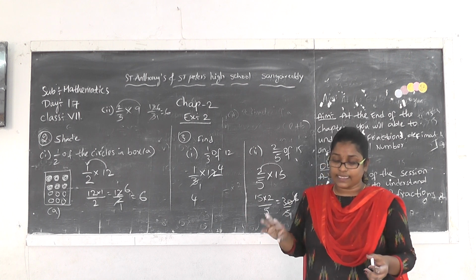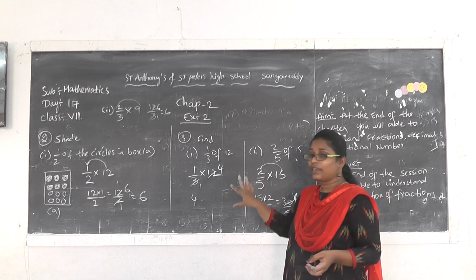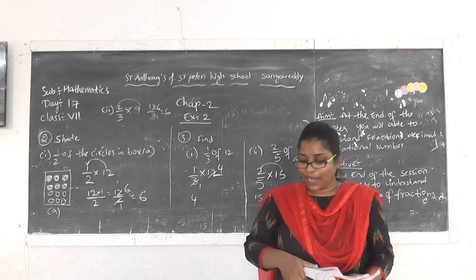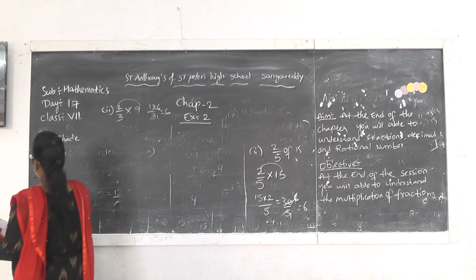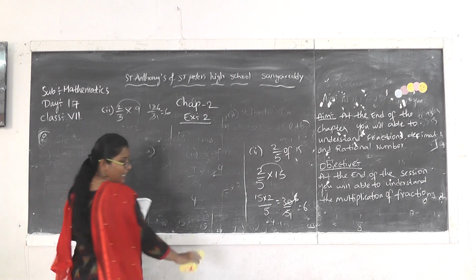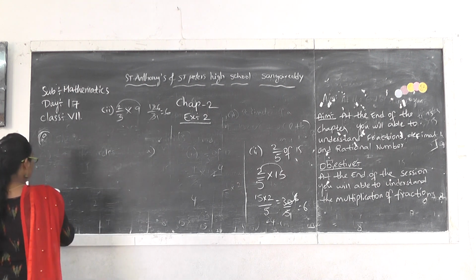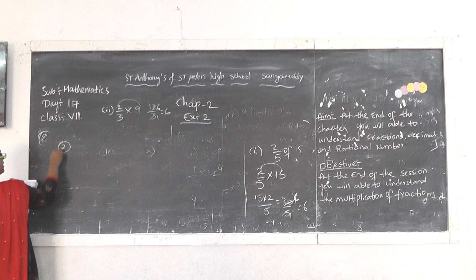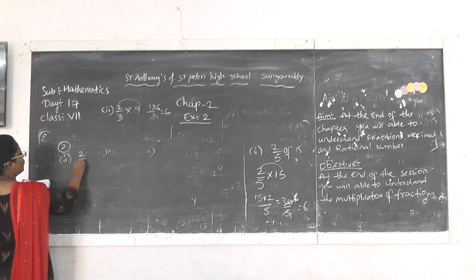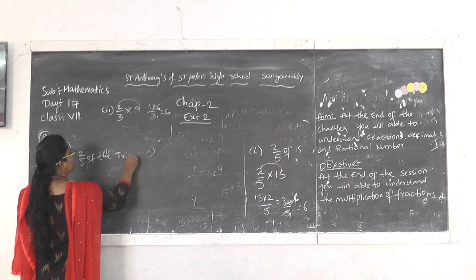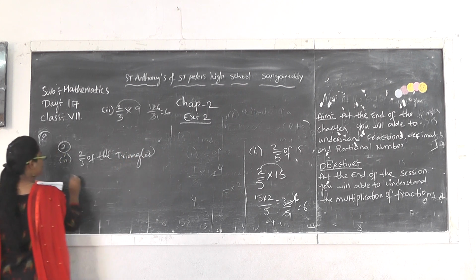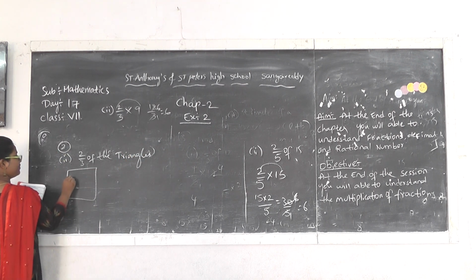As I said, I will give a second bit of homework problems. I will write the questions on the board, and you have to solve them at home. In the next session, you will solve more on the multiplication of fractions. Just copy these questions and solve them. Second bit, second one: 2 by 3 of the triangles. How many triangles are there? Total there are 9 triangles.